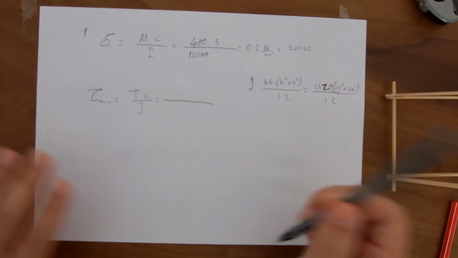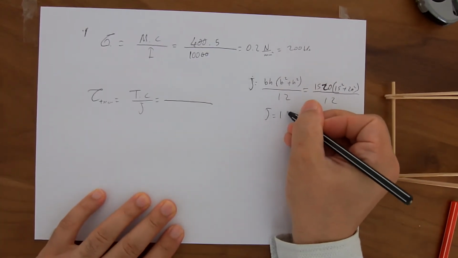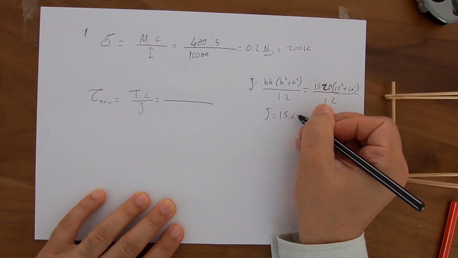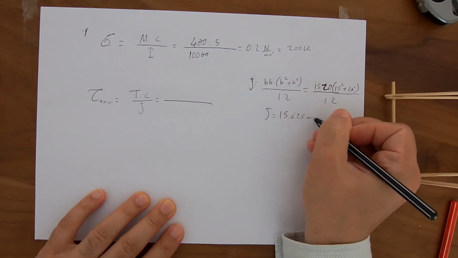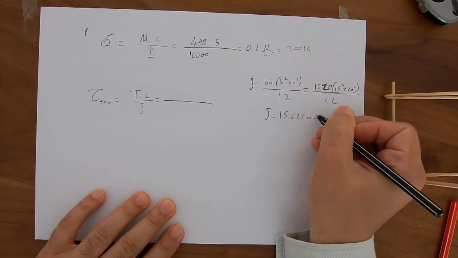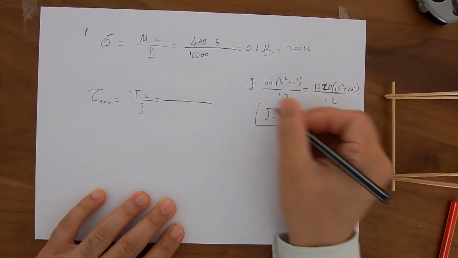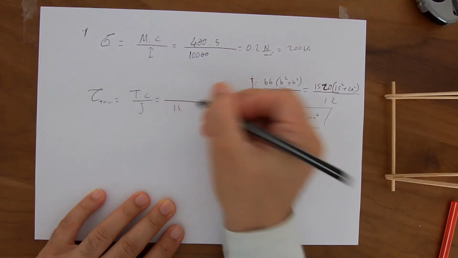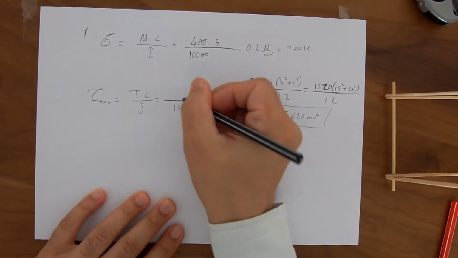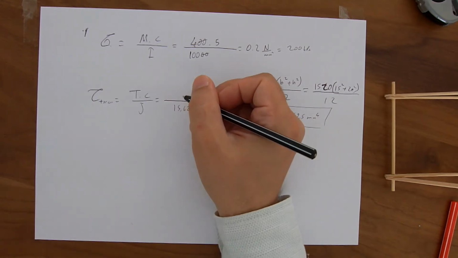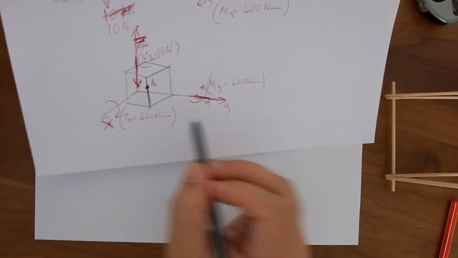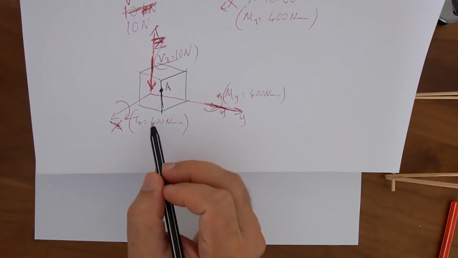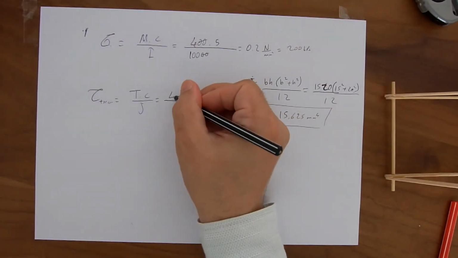It's 15,625 millimeter to the power 4. What we have determined T as, Tx, torsional load, torsional moment, is 400.